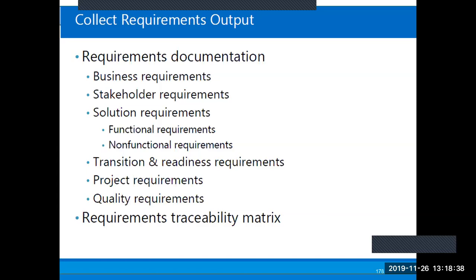Think about it. You have now collected your requirements and you have them as requirements documentation. And the requirements documentation is made up of business requirements, stakeholder requirements, solution requirements, transition and readiness requirements, project requirements, quality requirements. And requirements traceability matrix is another output.